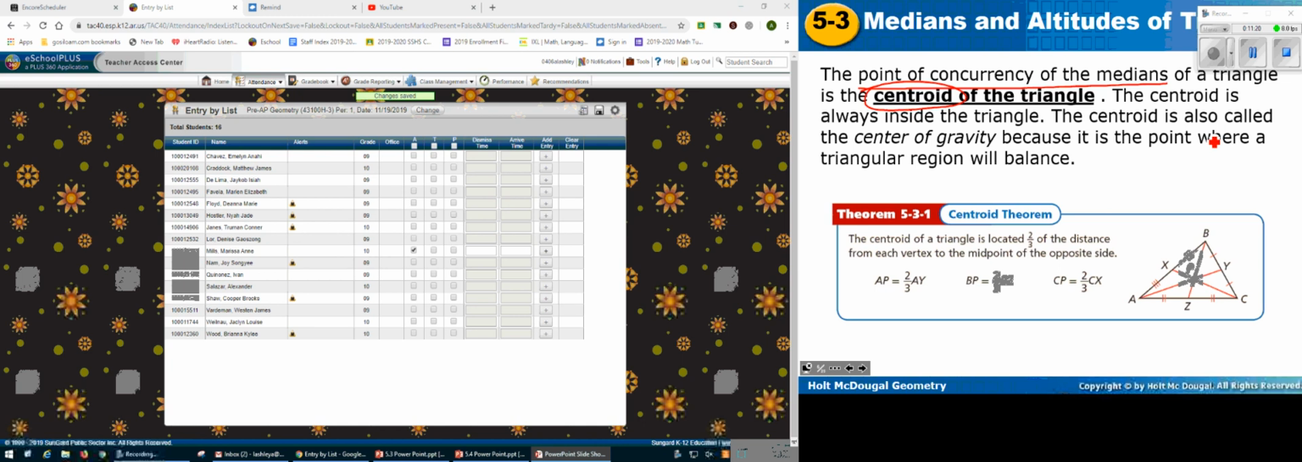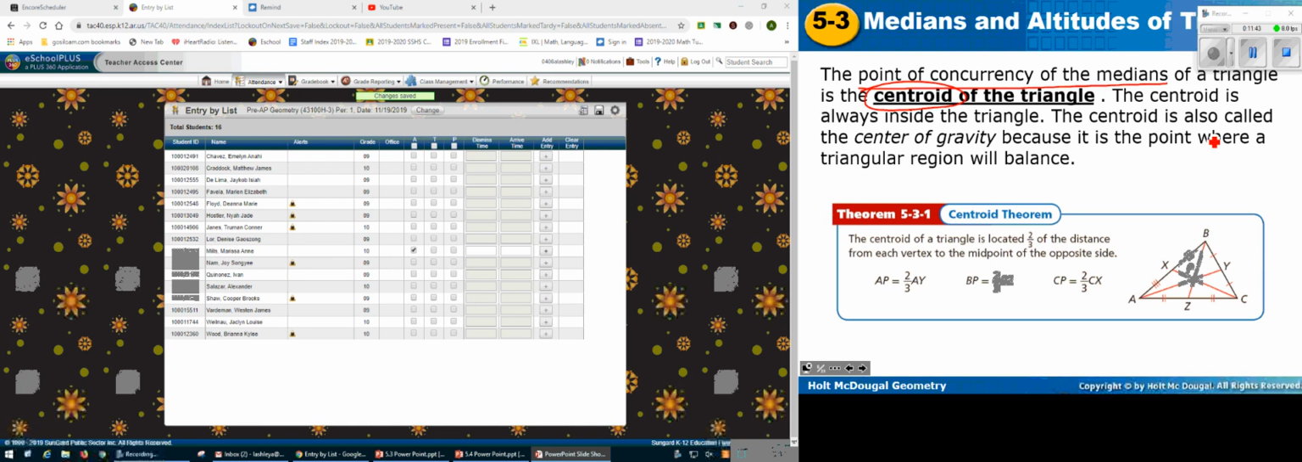And where was it if it was obtuse? It was outside the triangle. Okay, keep that in mind for later today. So that's the things we've learned so far. And now the centroid is always inside, and it's made by the medians. Got to keep in mind what makes these things, okay? So that's also part of it.